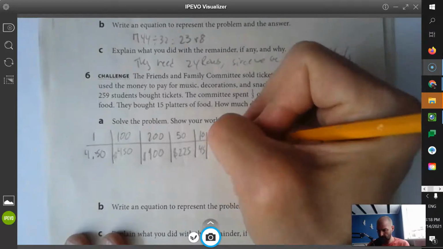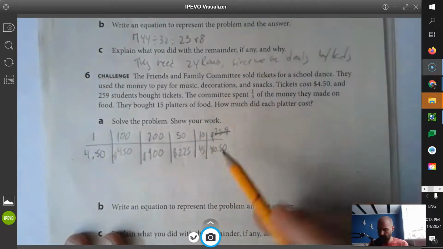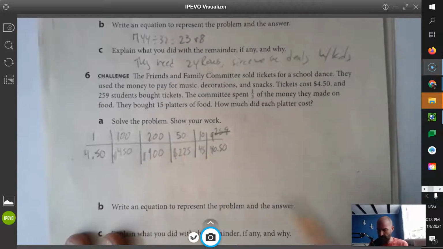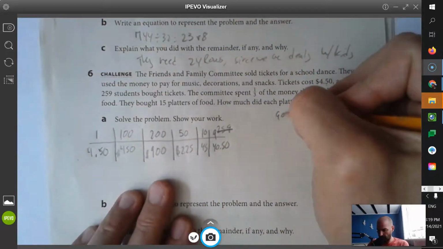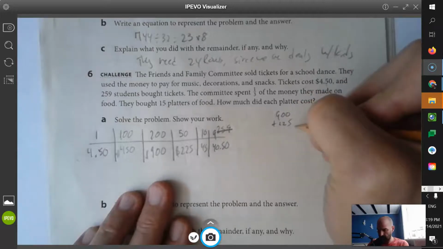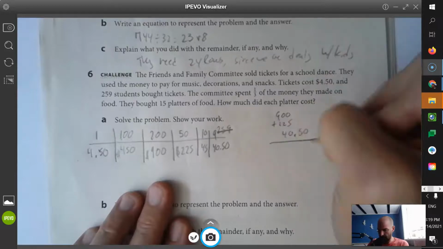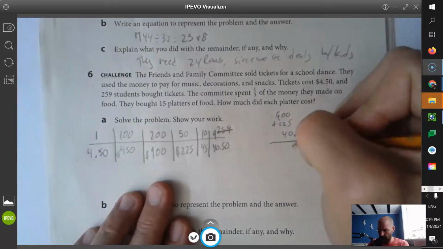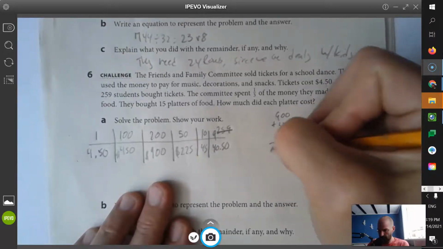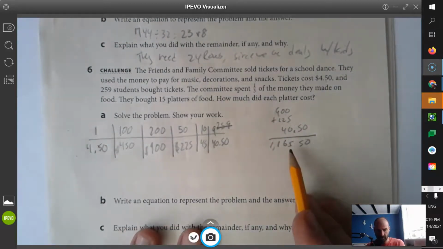Whew. So now I need to add 250 and 9 together. So that would be 900 plus 225 plus $40.50 for a grand total of $1,165.50. I believe. Let's see. Hopefully I'm doing all this stuff right.